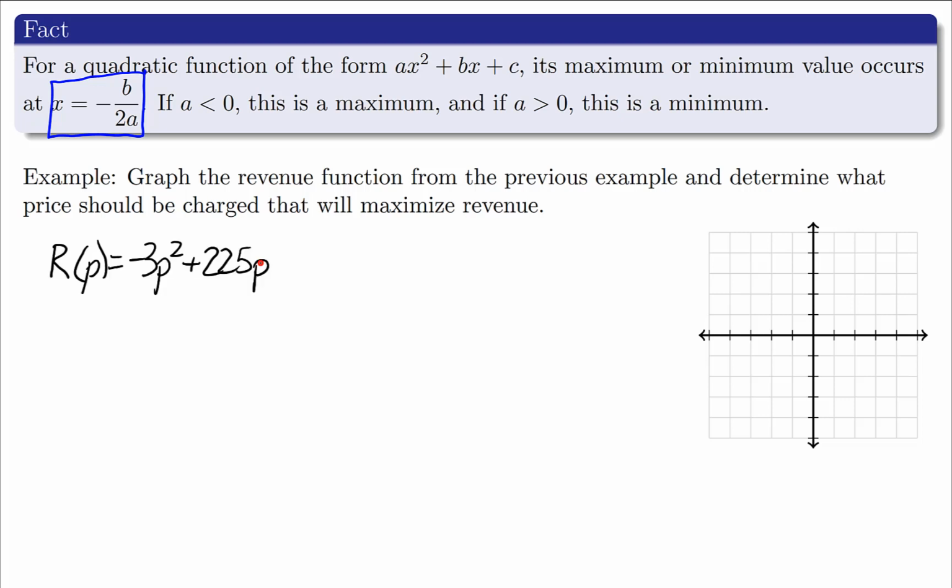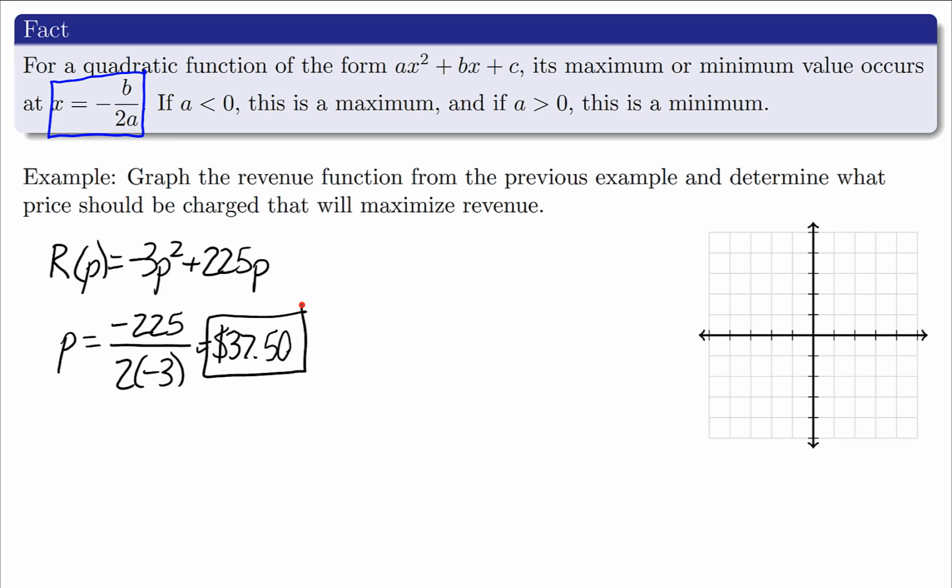Here's our revenue function from the previous example. If we want to find where the maximum revenue occurs, we're going to do p is equal to its negative b over 2a. Your b is 225, and your a is the negative 3. So I'm going to do negative 225, because it's negative b, over 2 times negative 3 for my 2a. That gives me $37.50. That is the amount of money that we should charge to maximize the profit for this concert.